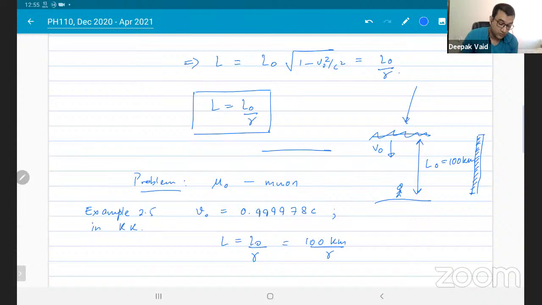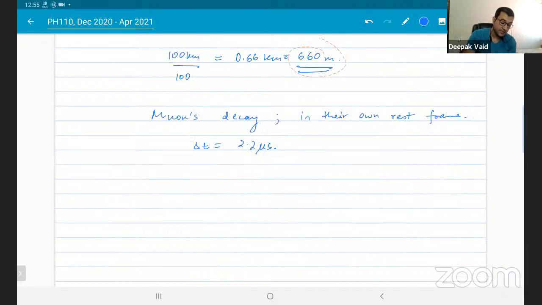Now, what is the distance the muon perceives to be between itself and the Earth? It doesn't see the distance to be 100 kilometers, right? It sees the distance to be 660 meters. Okay? And now it is traveling at a speed V naught of 0.999978 C.